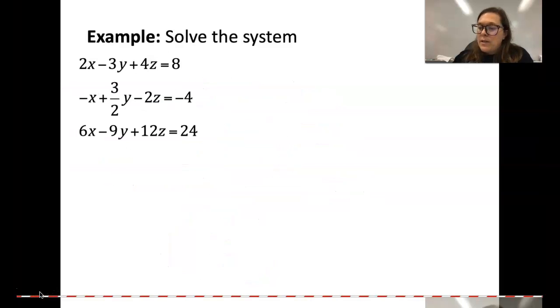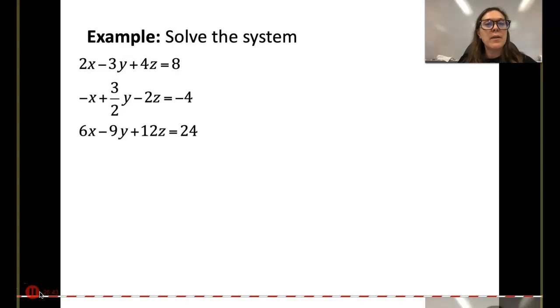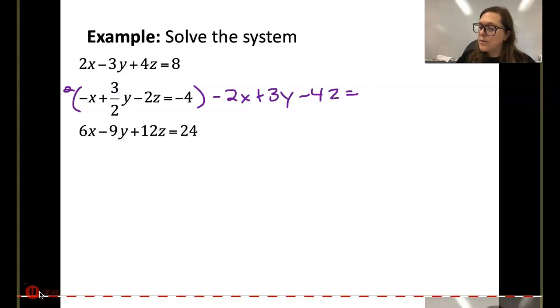All right, here we go. Oh, this one looks like fun. We got some fractions. 2x minus 3y plus 4z equals 8. Negative x plus 3/2 y minus 2z equals negative 4. And 6x minus 9y plus 12z equals 24. First thing I would do is get rid of that fraction. I'll multiply everything in line 2 by 2 to get negative 2x plus 3y minus 4z equals negative 8.